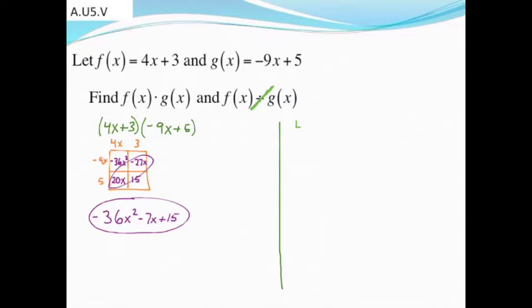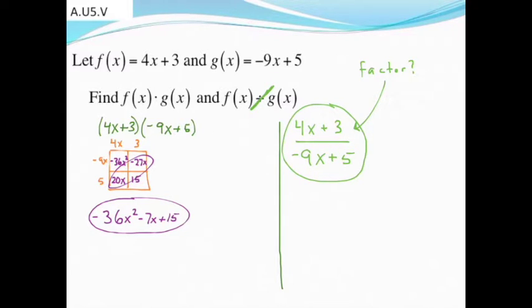In some ways, the division ones are the easiest of these problems. f of x is this 4x plus 3. I'm going to divide that by the g of x, which is negative 9x plus 5. And the reason I said some of these division ones are the easiest is that at this point, that's it. That's as far as I can simplify this. From our last unit, you may recall that the only thing we could try is to factor our numerator or denominator in order to cancel out common factors, and nothing factors this time, so nothing can be done with that.